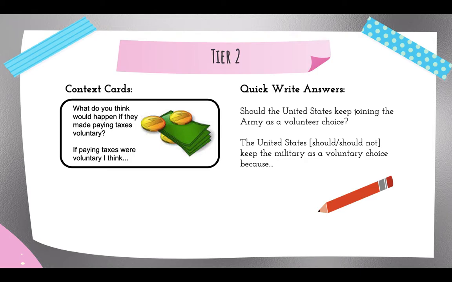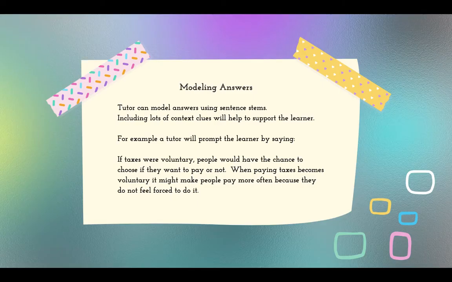Modeling answers. Tutors can model answers using sentence stems. Including lots of context clues will help to support the learner. The tutor will prompt the learner by using the target vocabulary. In this case, the word is voluntary. For example, if taxes were voluntary, people would have the chance to choose if they want to pay or not. When paying taxes becomes voluntary, it might make people pay more often because they do not feel forced to do it.